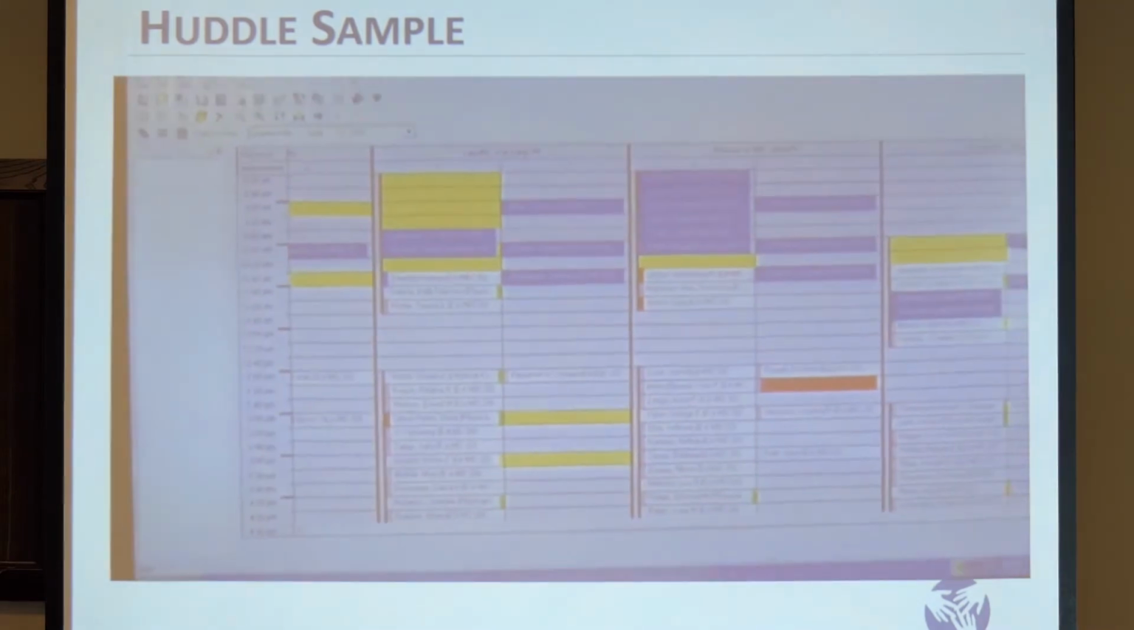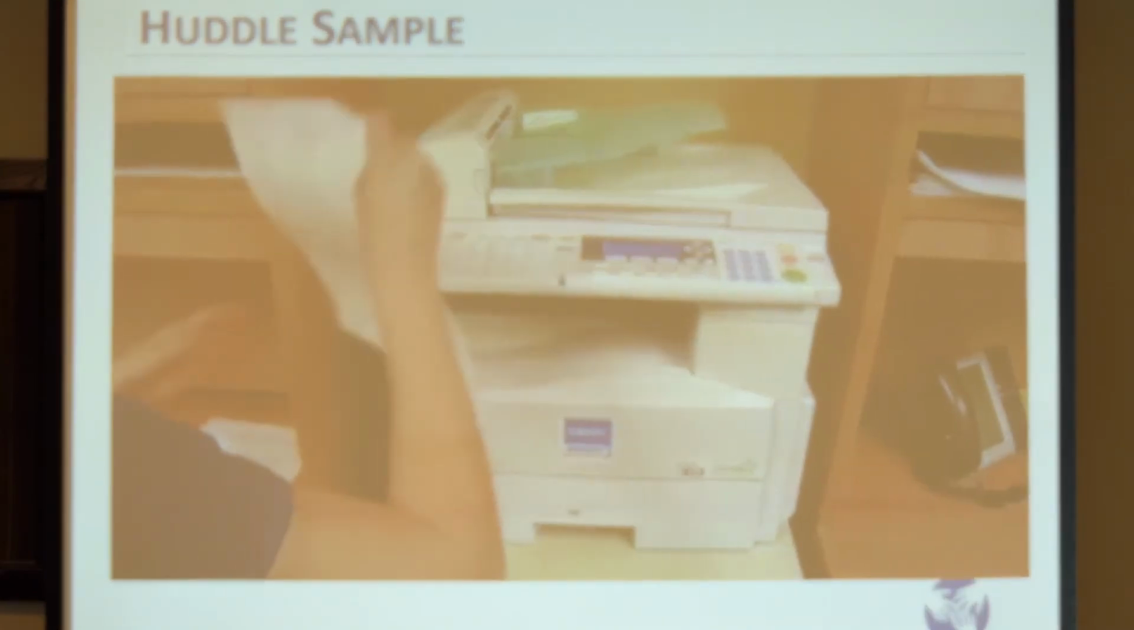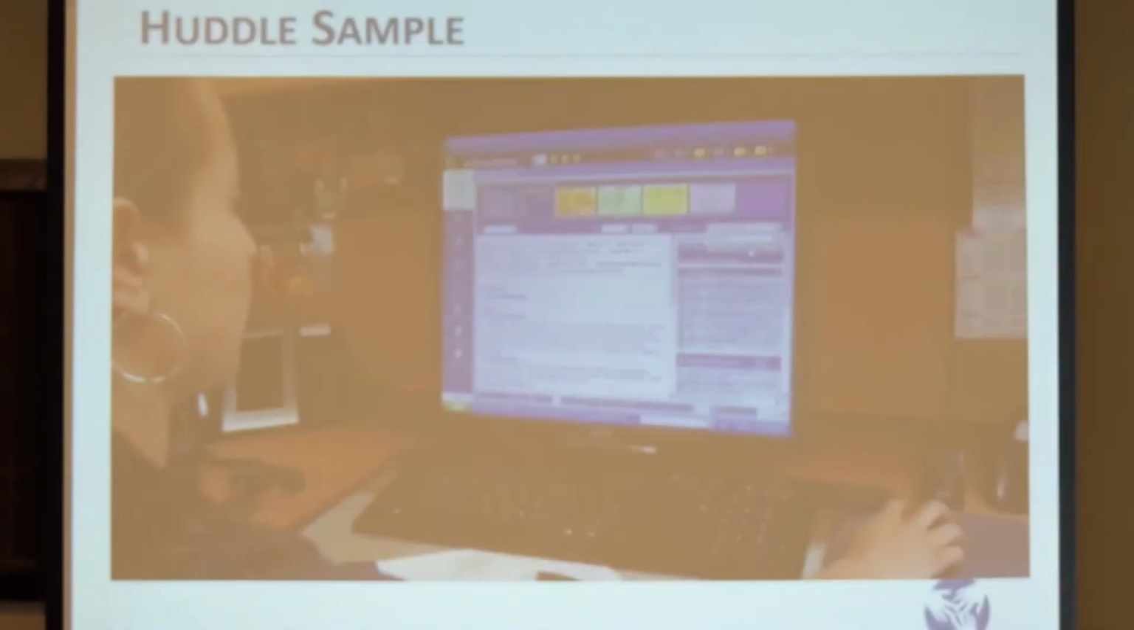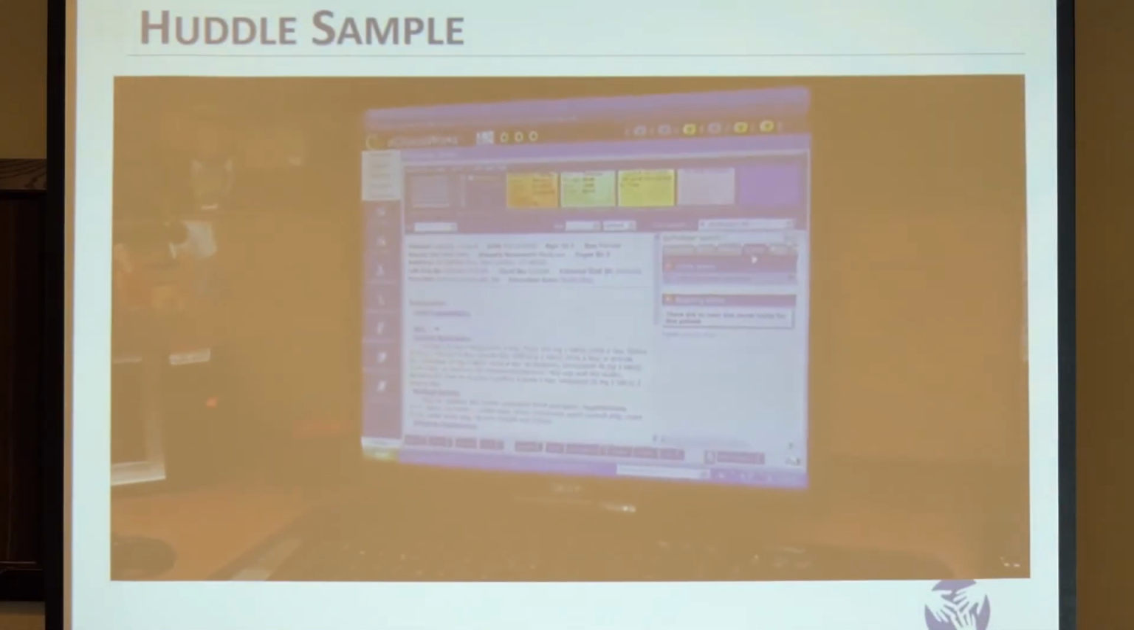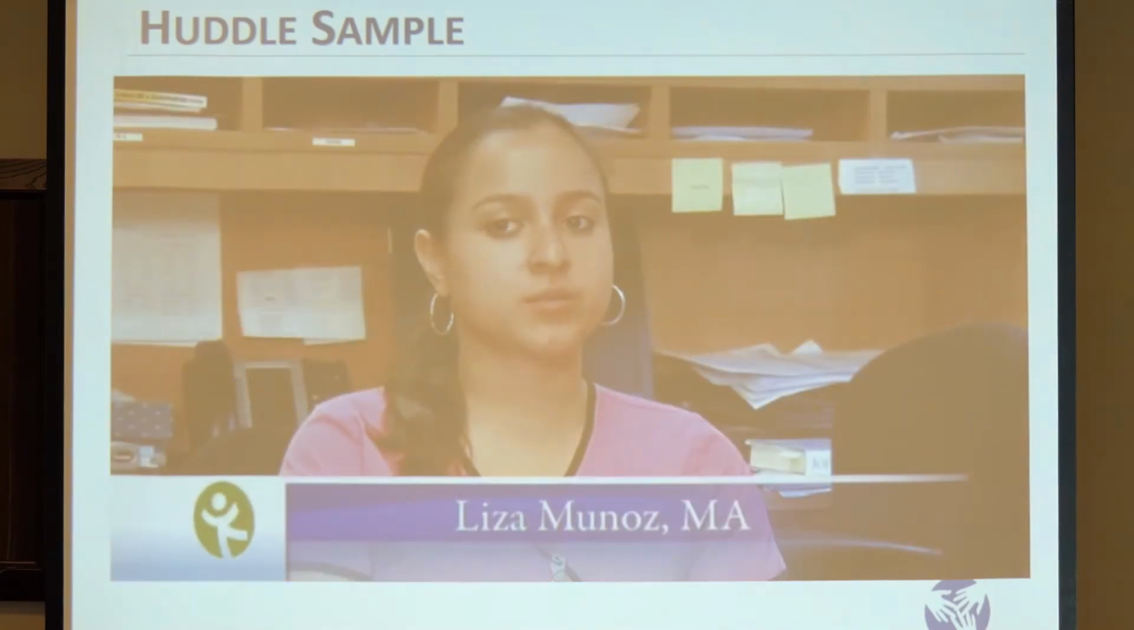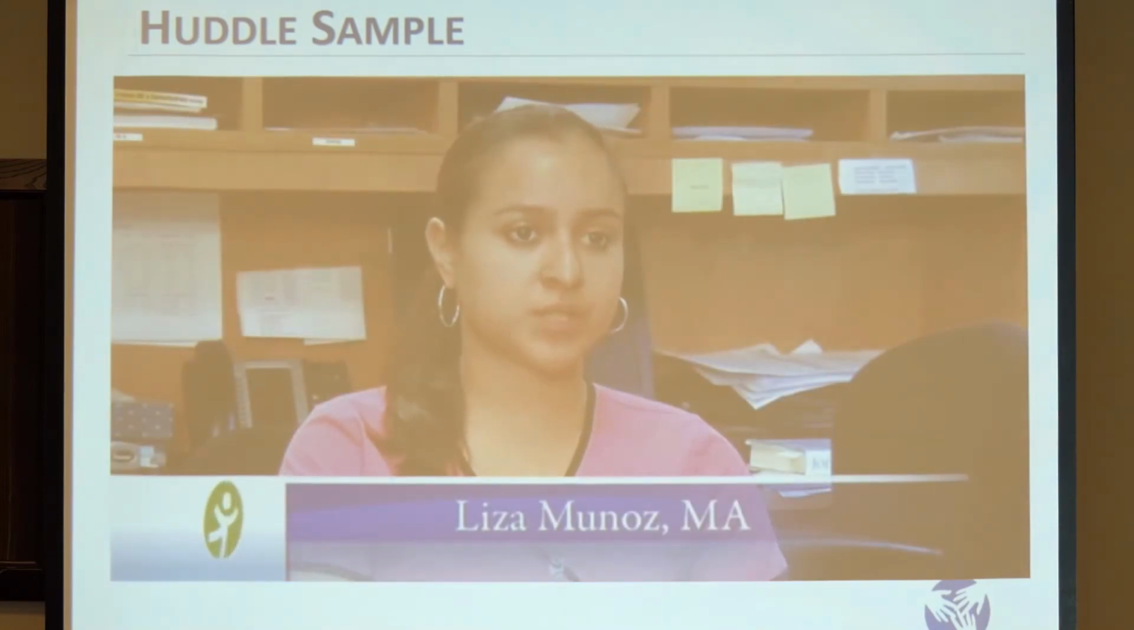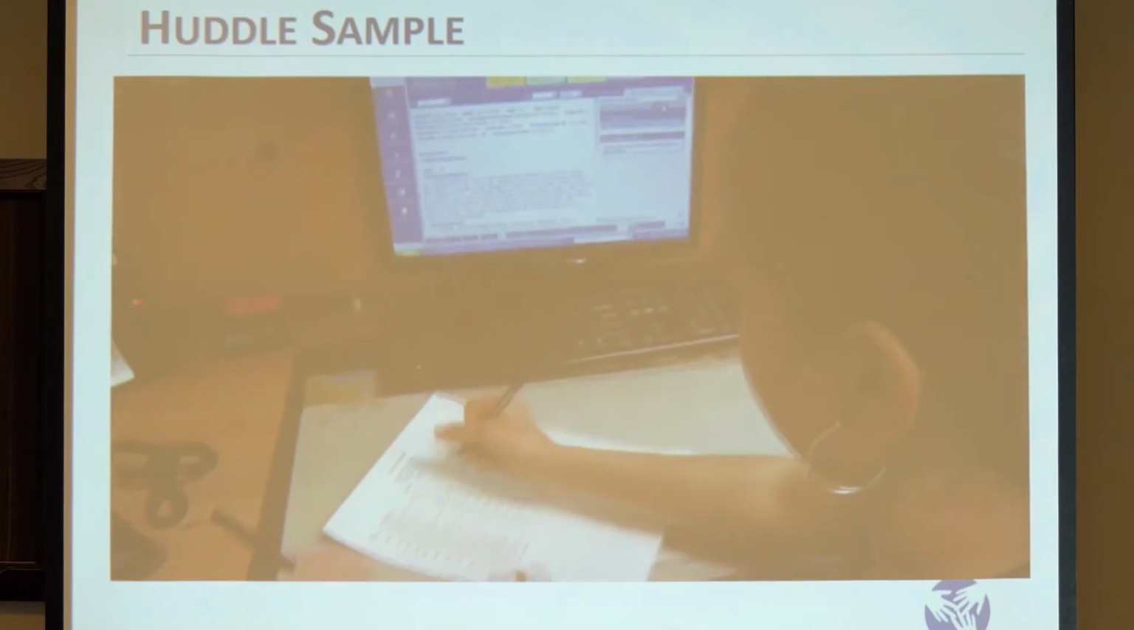I get the list from Centricity and print it out, go to electronic medical records where all the patient's information is, and just go over each patient, do a little bit of research, what they need, and write it down.